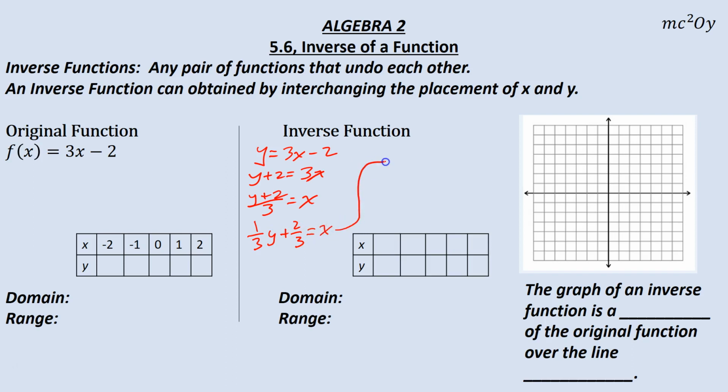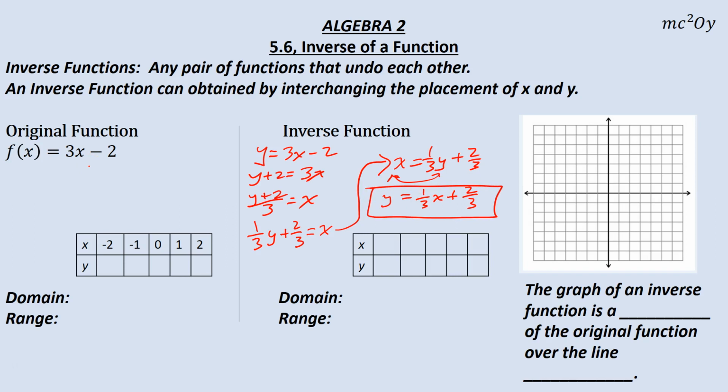Now, when we want to write it as the inverse, we interchange x and y, especially if we're going to graph it here. So rather than x equals 1/3 y plus 2/3, we're going to interchange these. So these two are going to switch positions. We're going to go y is equal to 1/3 x plus 2/3. Okay, that is our inverse function. That function right there would undo that function.